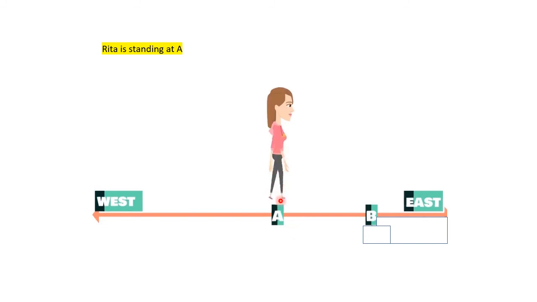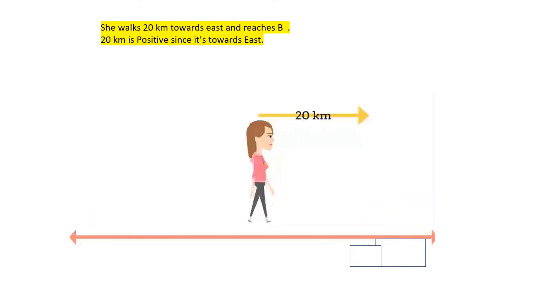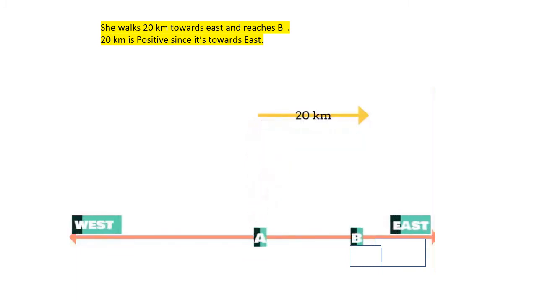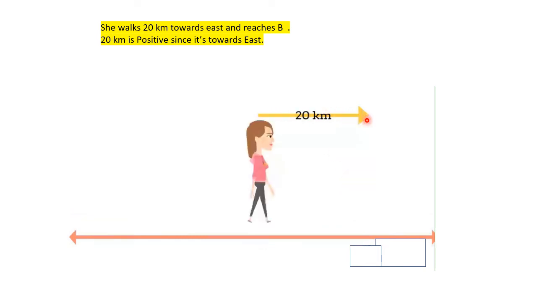Now you can see that Rita is standing at point A and Rita is going to go from point A to B, right? That is towards east. How many kilometers? Let us see. Now 20 kilometers, right? As you can see, Rita goes from point A to point B, which is 20 kilometers from point A, and since it is towards east, it is positive, right?